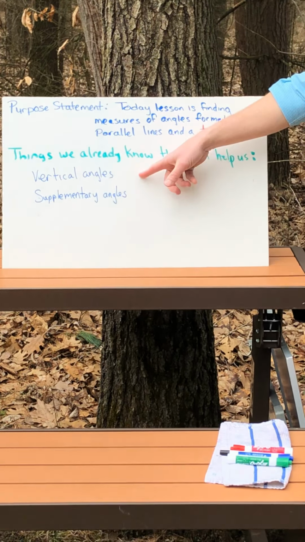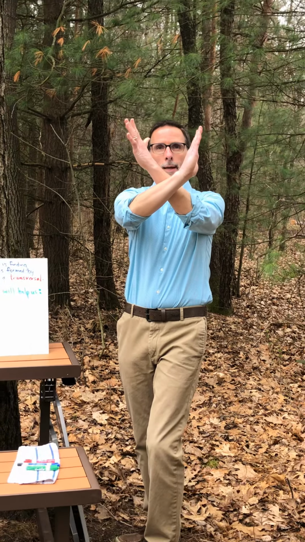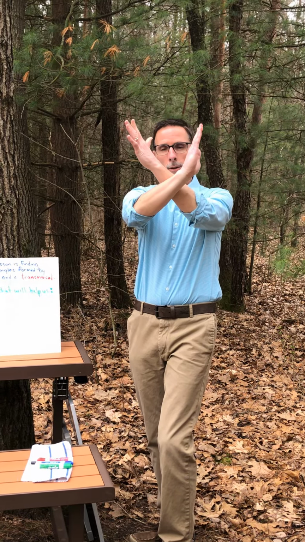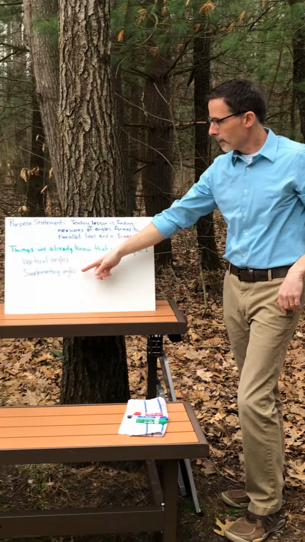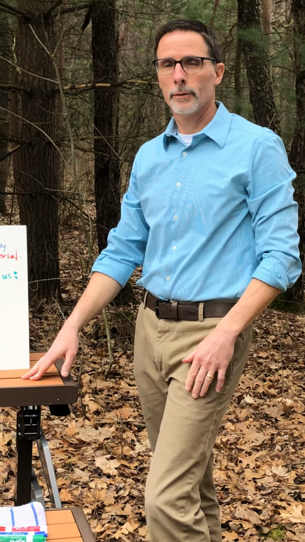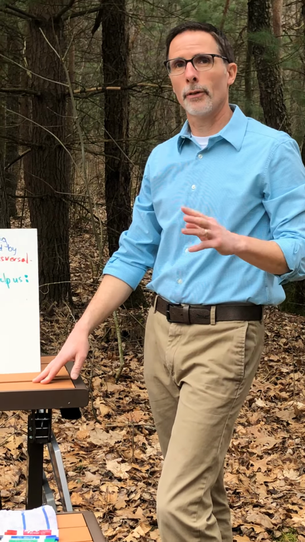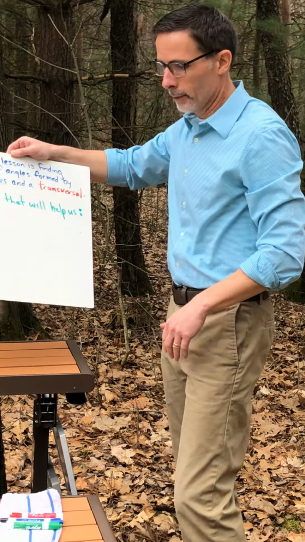We know what vertical angles are. Two lines when they intersect, the opposite angles are equal to each other. So the top and bottom angles are the same measure, and the left and right angles are the same measure. When two lines intersect, the vertical angles are equal. Supplementary angles are two angles that add up to 180 degrees. We're going to use both of those things as well as learning 3 other angle combinations today. But we're going to start with parallel lines and a transversal.